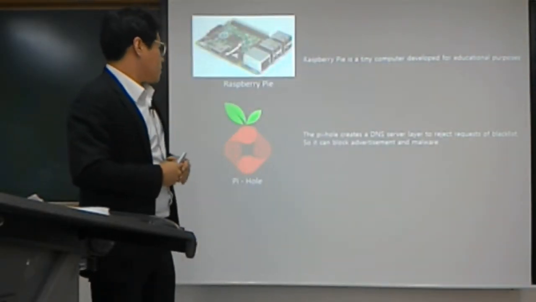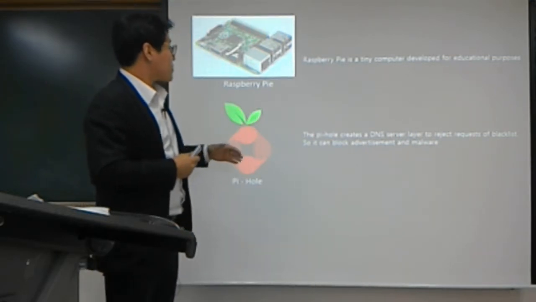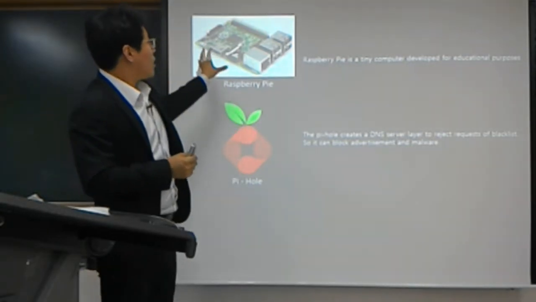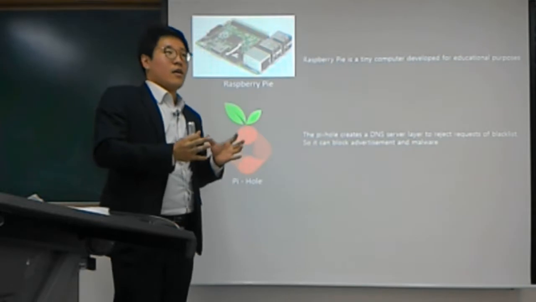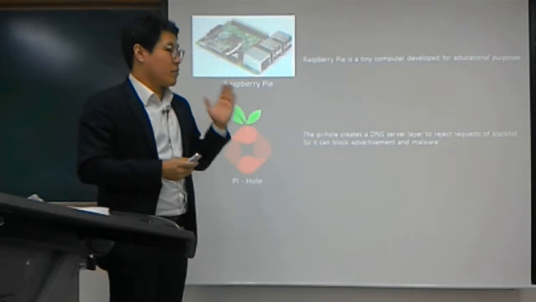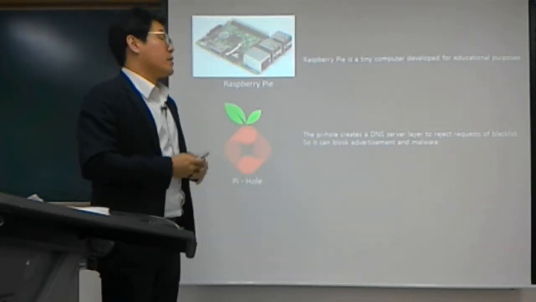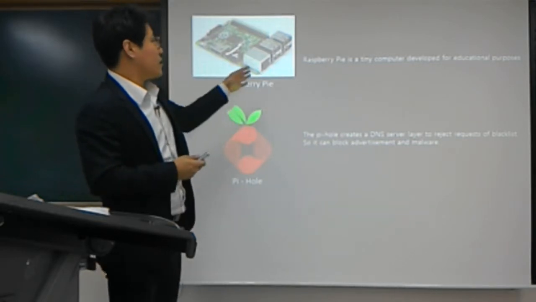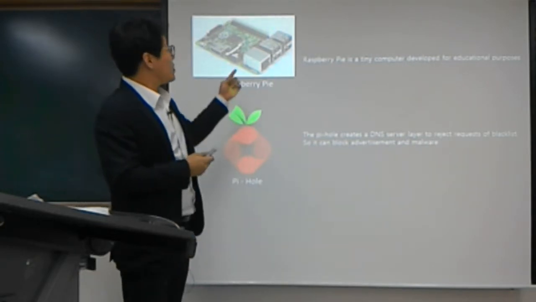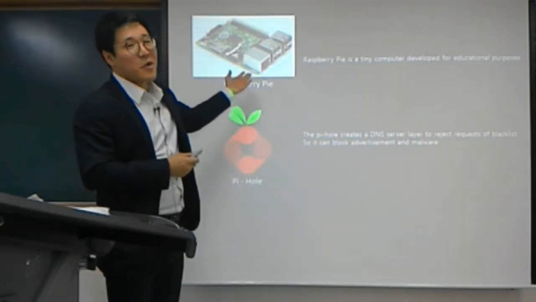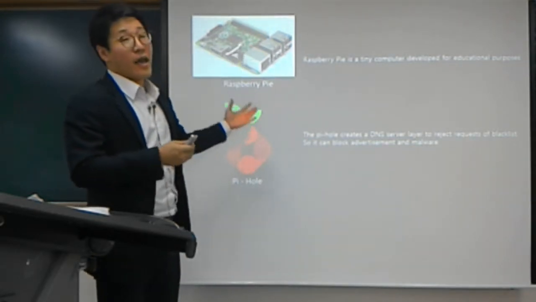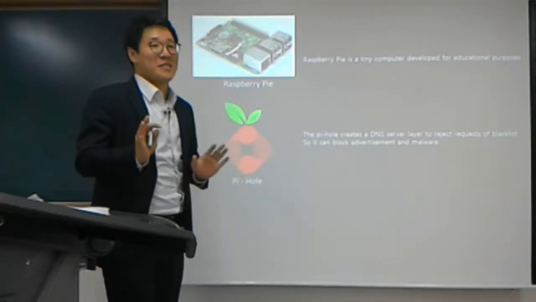So these days, there is Pi-hole. People use a Raspberry Pi and install some program. Then Pi-hole connects with the access point, and then we can block advertisements or malicious URLs. The Raspberry Pi is a tiny computer developed for educational purposes. But it is similar to our desktop, so we can use it for many things. We can build almost everything. Not almost, but many things.